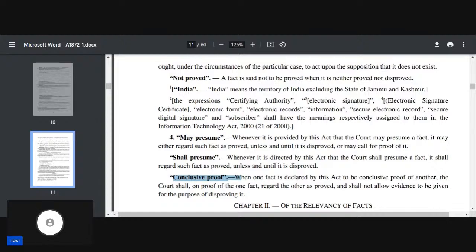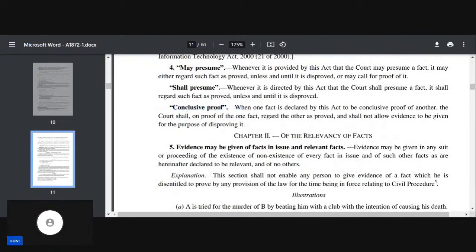So what is may presume, what is shall presume, and what is conclusive proof? Now, may presume is a part where, if you see the definition, the court and even the party, both of them have the option to disprove. May presume means you can disprove it. The court and the party will both have the option to disprove the fact in may presume. In shall presume, only the party has the option to disprove. The court will not disprove, but the party can disprove.